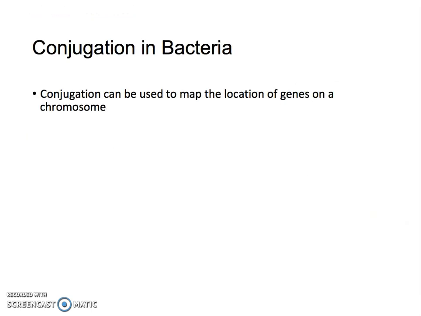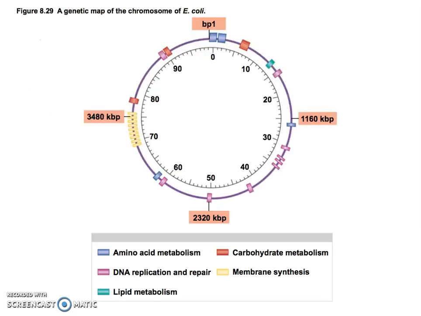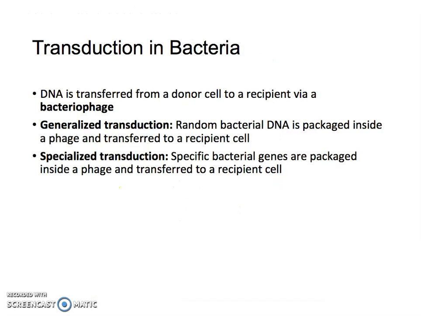Conjugation can be used to map the location of genes on a chromosome. So for example, each one of these is coding a different gene, and this number is letting us know the kilobase pairs, so how many base pairs in this gene is.